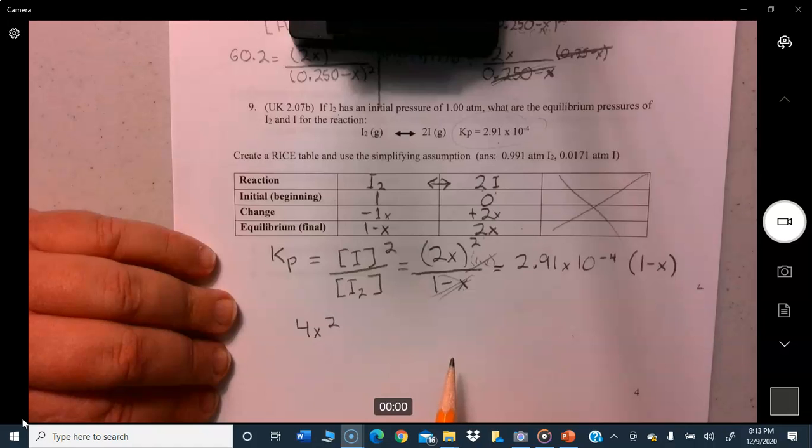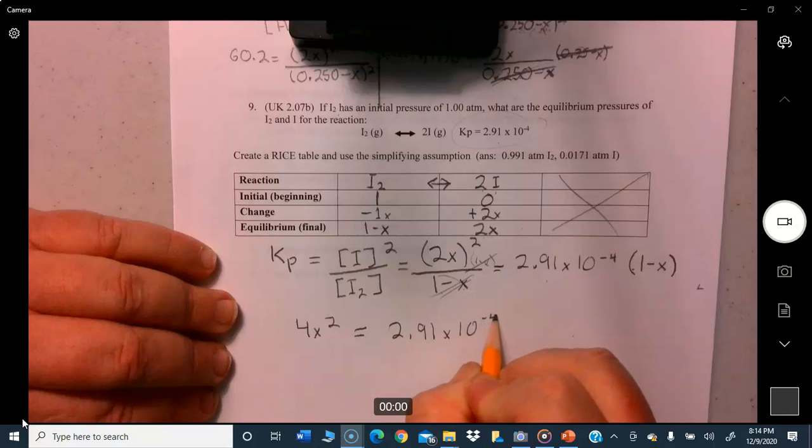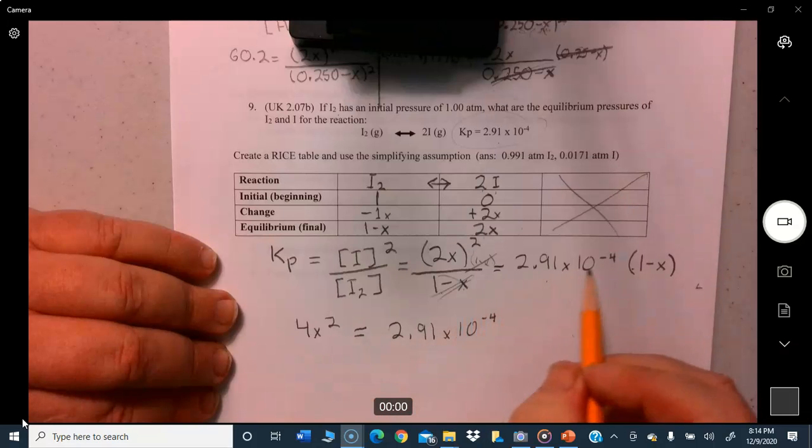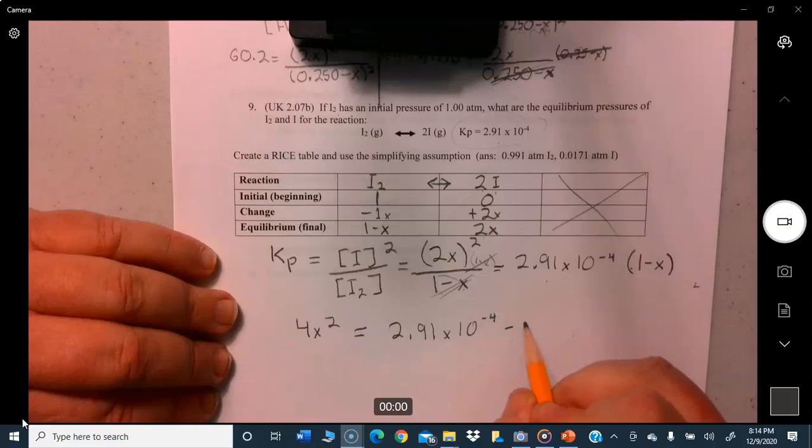All right, so let's do this. So we got 4x squared equals 2.91 times 10 to the negative fourth, and then it's going to be that times negative x.